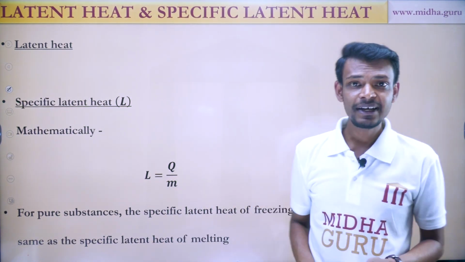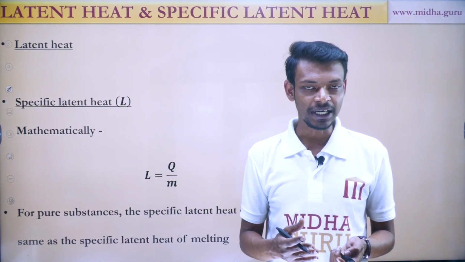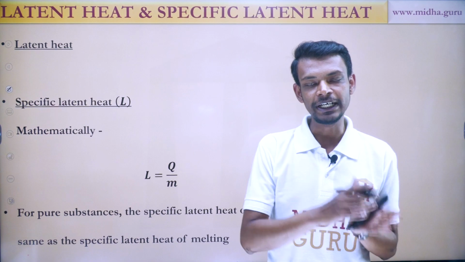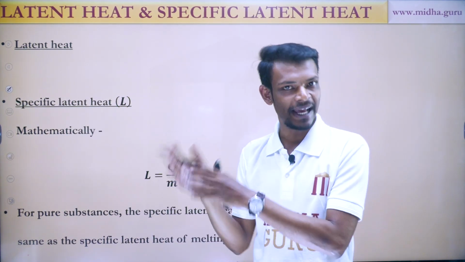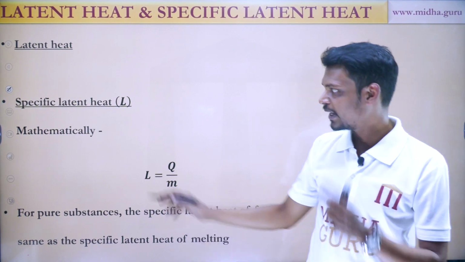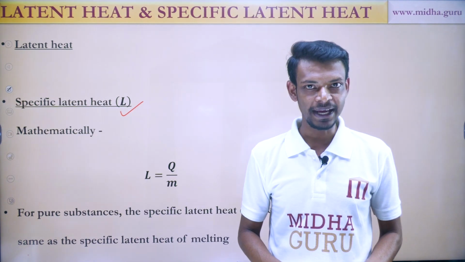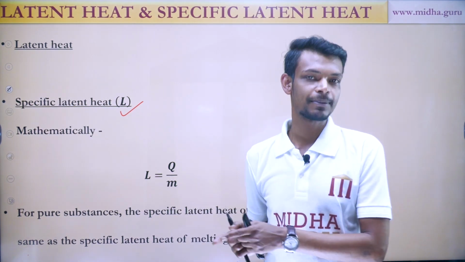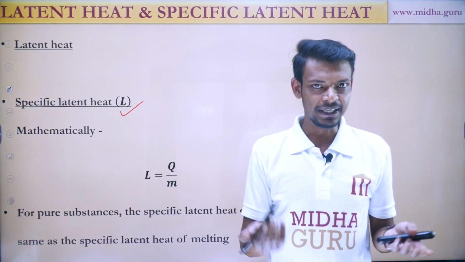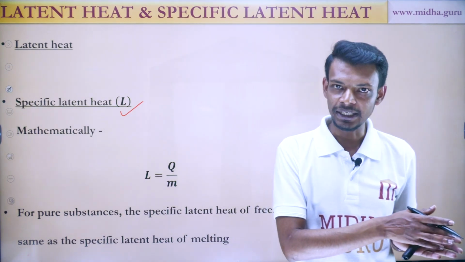So what is latent heat? Latent heat is the amount of heat supplied to a substance to change its phase, be it from solid to liquid, from liquid to gas, gas to liquid, or liquid to solid. Now next, what is specific latent heat? Specific latent heat is the amount of heat supplied per unit mass of a substance to change its state from, again, solid to liquid, or liquid to gas, gas to liquid, or liquid to solid.